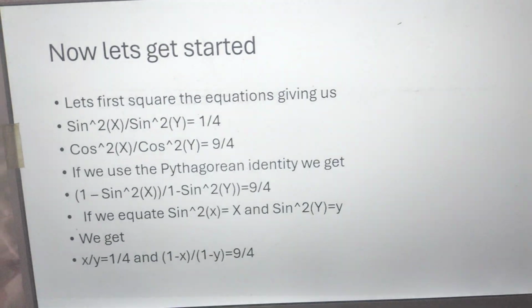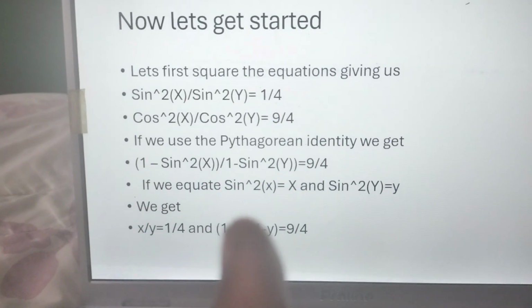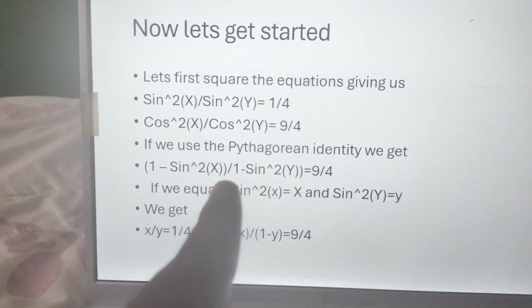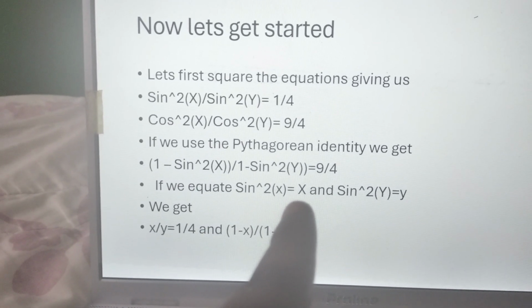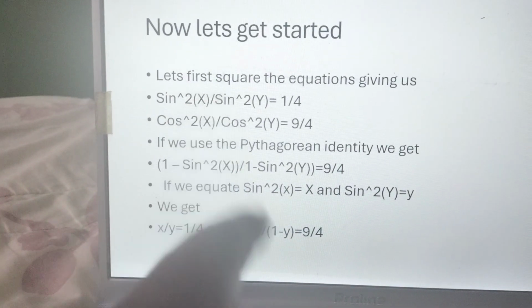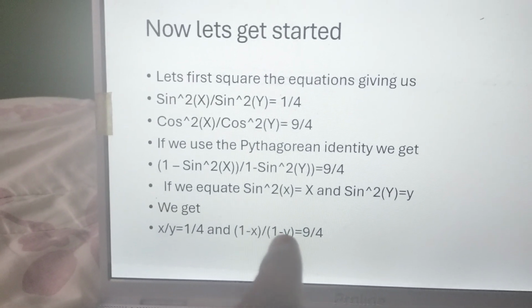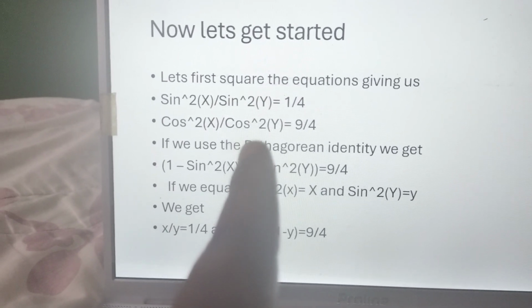Let's get started. First we're going to square both sides and then use the Pythagorean identity. That's going to lead us to this second cos equation. Now we equate sin squared x equals x and sin squared y equals y. This means that x over y is 1/4, and 1 minus x over 1 minus y equals 9 over 4.